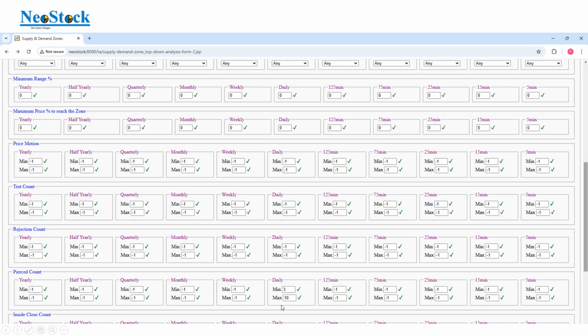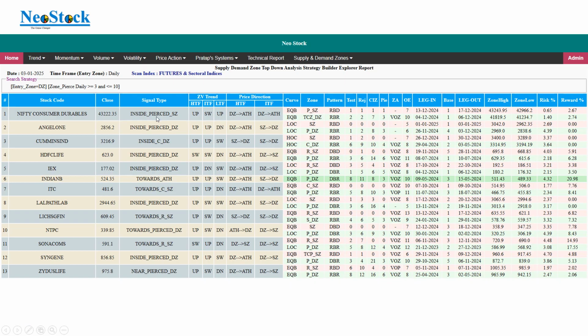Okay, with this I set these values and I search it. That's it. Only thing is, the zone I selected is a demand zone. Daily demand zone, because these values should be applied to the daily demand zone. Supply zone can be anything, no issues. But for the daily zone, I am setting these conditions. See, we got this result.